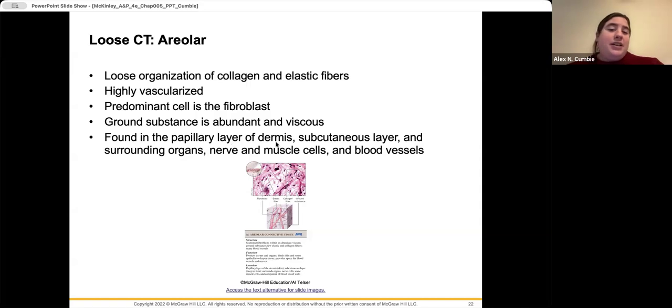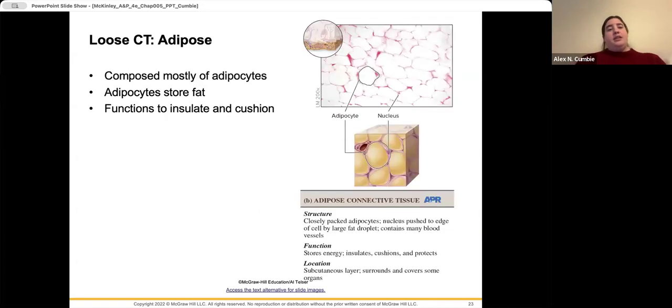They're found in the papillary layer of the dermis, which we'll get into. They're found in the subcutaneous layer. They're found surrounding organs, nerves, muscles, and really they're a very supportive and nutritive tissue because they are highly vascularized, meaning lots of blood vessels in this tissue, meaning that this type of tissue is found in a lot of places in the body to bring nutrients to other tissues.